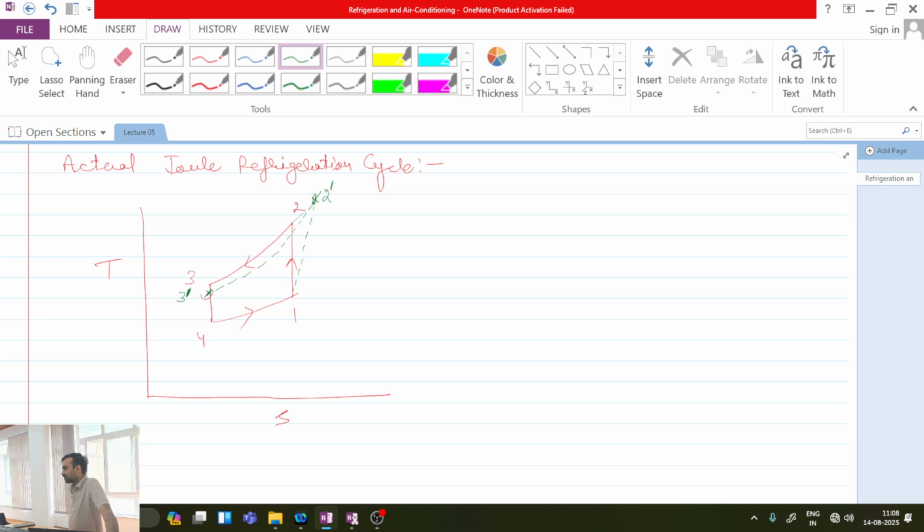Please tell me. During the expansion process, will point 4 be moving towards left or towards right? Left or right? Right only, because entropy generation is always positive. Okay, so in a process, if entropy is generating, then it will always be moving in the rightward direction.